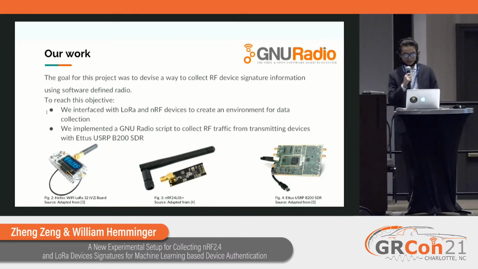The first one is this Heltec Wi-Fi LoRa 32. And the second one is the nRF24L01+. You can see what they look like in the figures here. And we chose the Ettus USRP B200 to collect our data set.